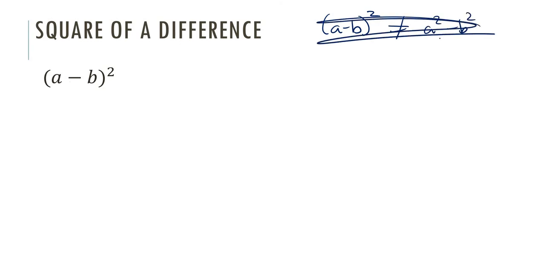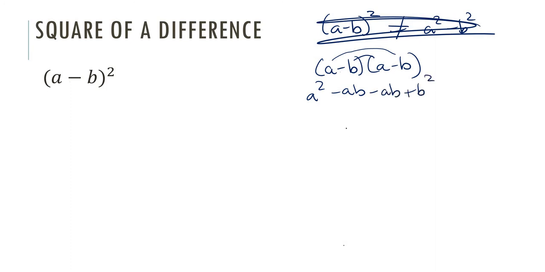Do not do that. So a minus b squared. Again, if we do it using our FOIL, we'd get first is a squared, outside negative ab, inside negative ab, and last would be negative b times negative b is positive b squared. So a squared minus 2ab plus b squared. And that's our pattern. Very similar to the last one, except instead of a plus sign in the middle, we get a minus sign. So let's try a few of these.